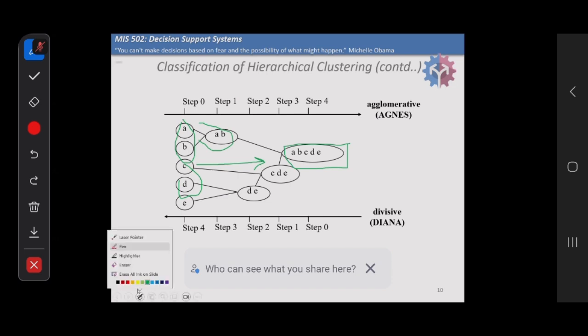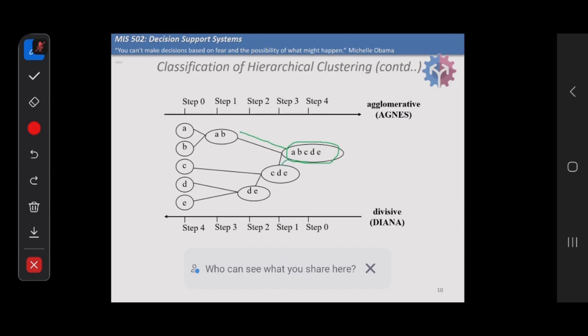But in the other method, you start at the top. You start here, and then we divide, and then you see the biggest division, and then the next biggest division. So we start from A, B, C, D, E, then we go to C, D, E and A, B, and the last is D, E. C, D, E is divided into C and D, E, then D, E goes to D and E, and then A, B becomes A and B. So it goes exactly opposite.